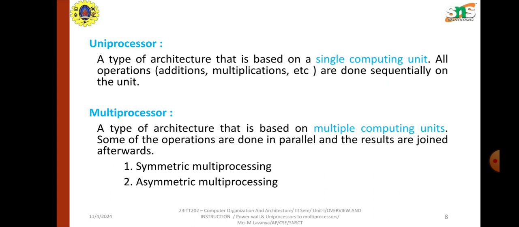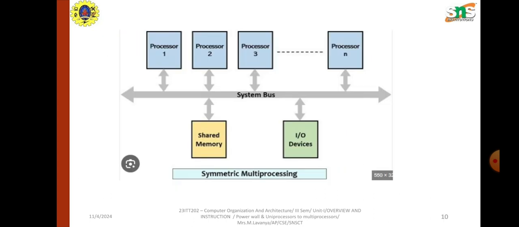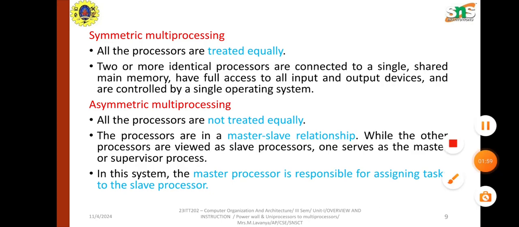And there are two categories of multiprocessor system, that is symmetric multiprocessing and asymmetric multiprocessing. Symmetric multiprocessing is nothing but a system in which all the processors are treated equally. For example, if 10 processors are present in a multiprocessor unit, all those 10 processors will divide the work equally, and each processor will work on its individual task, and finally all this output will be combined together for generating the final result.